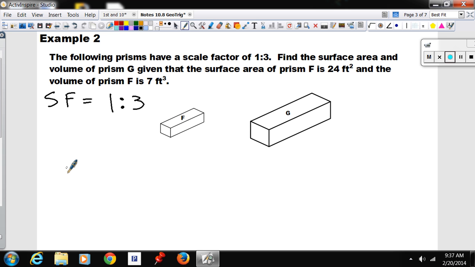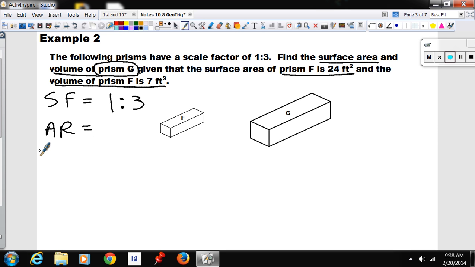Now it says find the surface area and volume of prism G. So we're going to be looking for the surface area and the volume of this prism right here. Given that the surface area of prism F is 24 square feet and the volume of prism F is 7 cubic feet. So if my scale factor is a 1 to 3 ratio, what does my area ratio have to be?